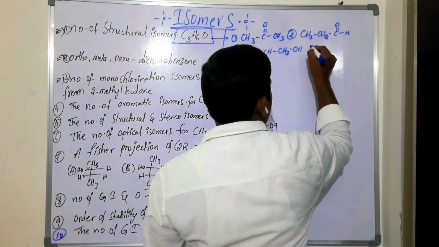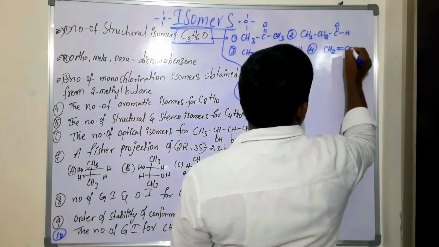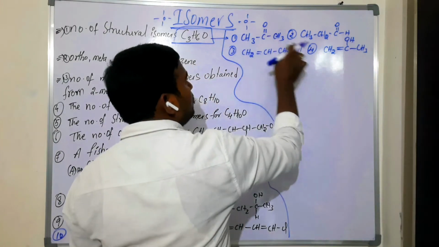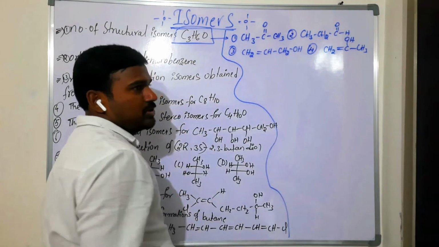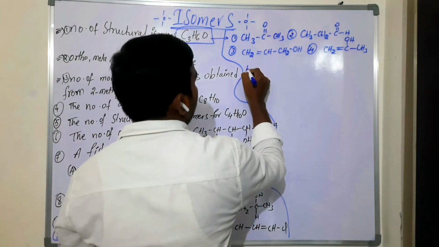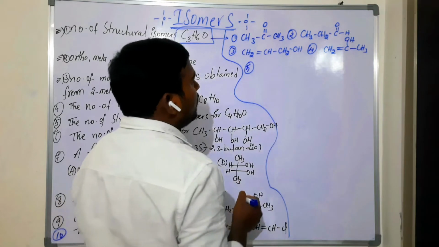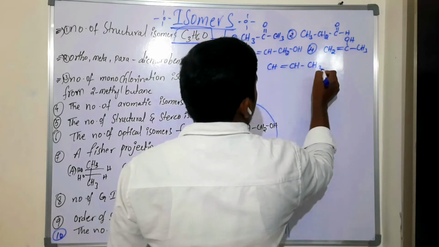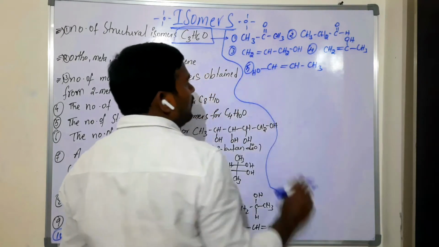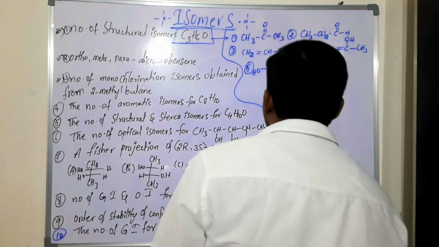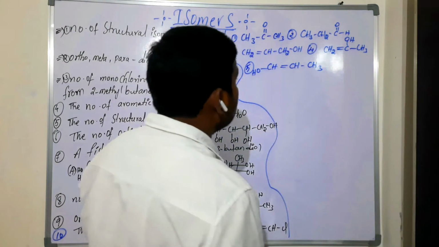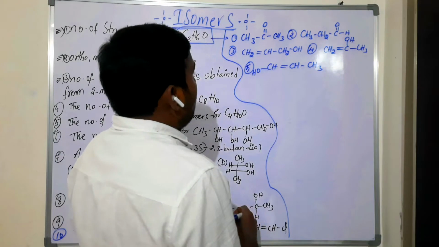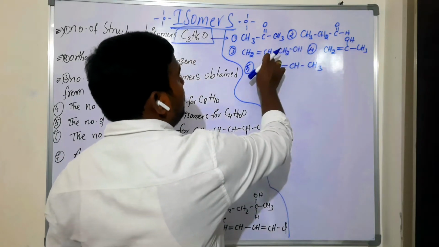Now take another isomer, CH2 double bond C(OH)-CH3. These two, 1 and 4, are tautomers. Tautomers also come under structural isomers only. Next, the fifth one is CH double bond CH, CH3OH. Now all of these come under structural isomers. Is there any other possibility? Now the OH group is present here, next here, next here.